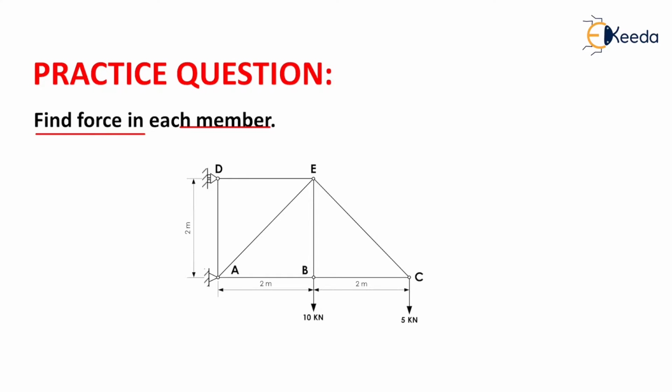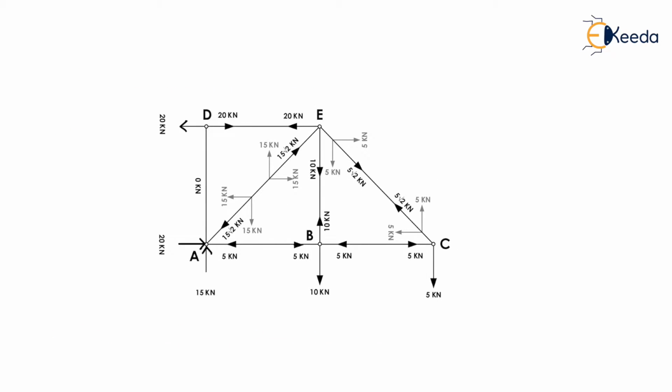Now joint A has a hinge support, and joint D has a roller support. At joint B there will be a 10 kN force acting in the downward direction, and at C there will be a 5 kN load acting in the downward direction. Now we need to find the forces in each member of the truss. Members AB and BC are 2 meters long, and similarly member AD is 2 meters long. Now, from the conclusions drawn in the previous question, we just move with the conclusions portion.